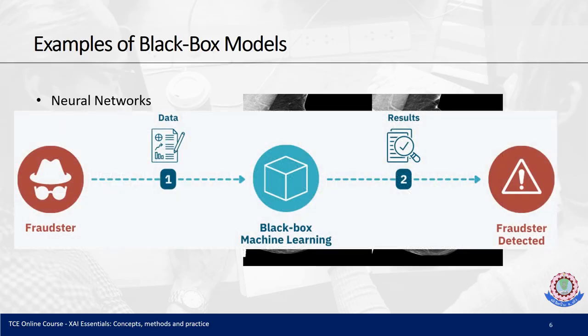Another example is a random forest model. It works by combining hundreds or thousands of decision trees. Each tree gives a vote and the final decision is based on the majority. While individual trees are interpretable, the combined system becomes too complex for humans to fully understand. So even if fraud is detected accurately, explaining the exact reason becomes difficult.